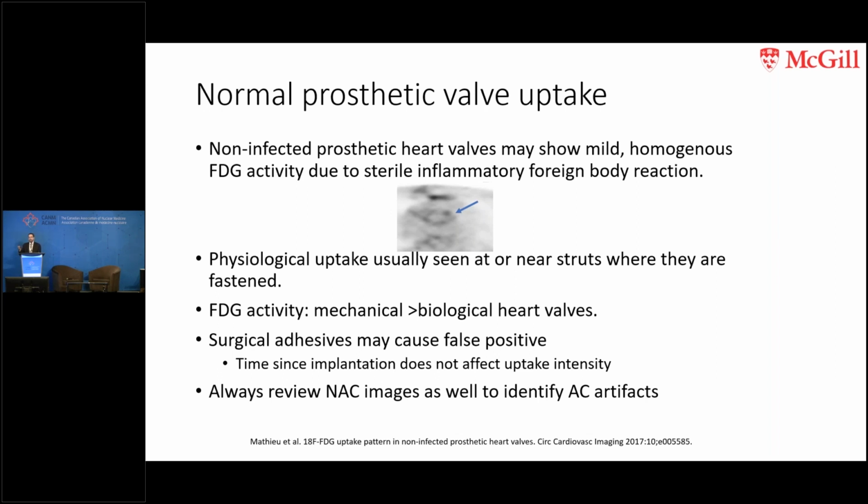Always interpret these studies in conjunction with the surgical report. It helps you identify exactly what happened in the surgery, what they put, though it's not always described. But sometimes you'll see that they had redos, etc., and you'll see two layers of stitches. You'll need to be able to identify these to not misinterpret the findings as infection. Always important to review the non-attenuation-corrected images in order to identify the AC artifacts, although much less frequent with digital and more recent PET scanners.